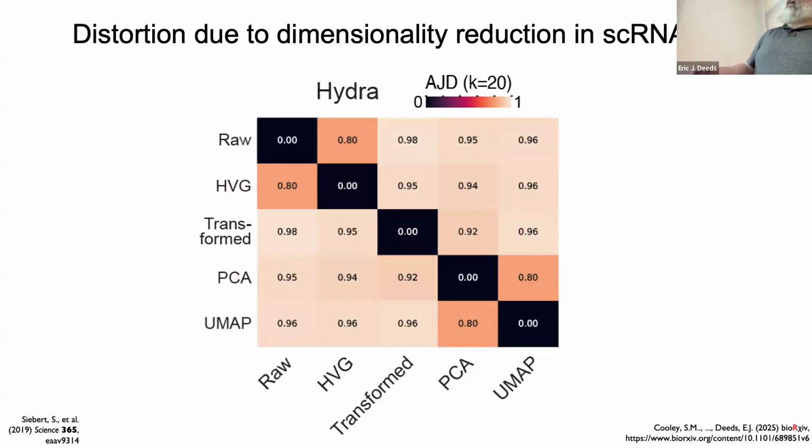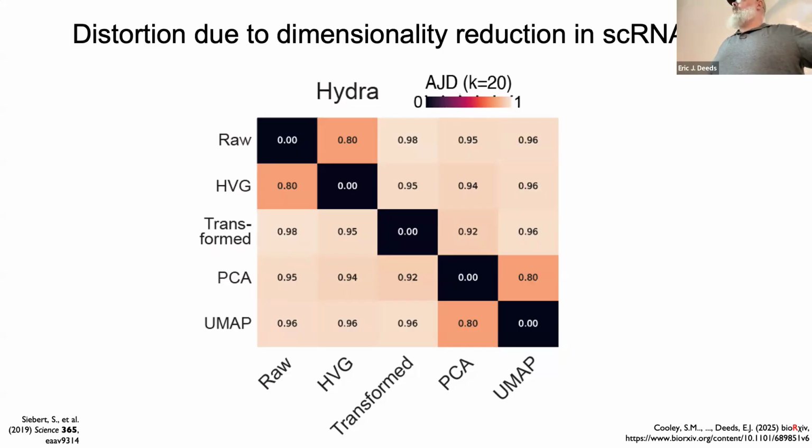This step is where people typically cluster. And then this is a UMAP or a t-SNE. This is the step where people visualize the data. One thing I want to highlight is that the entries in this heat map are often about 0.95, very close to 1. So for instance, if we compare the raw data to the PCA space where people do their analysis, that's 95% different. That's a pretty big distortion. That means the vast majority of neighbors are not preserved between those two spaces.